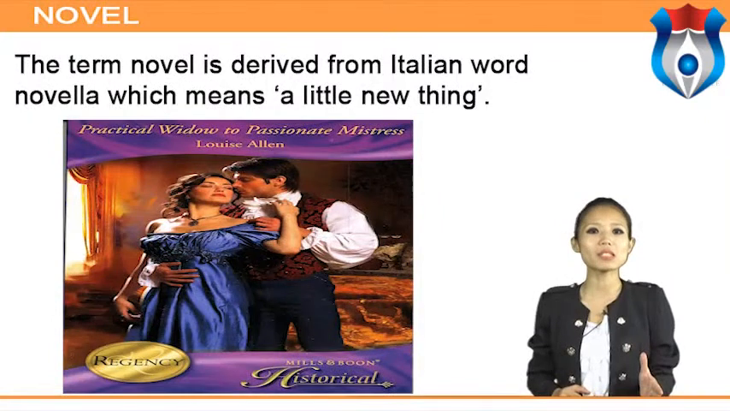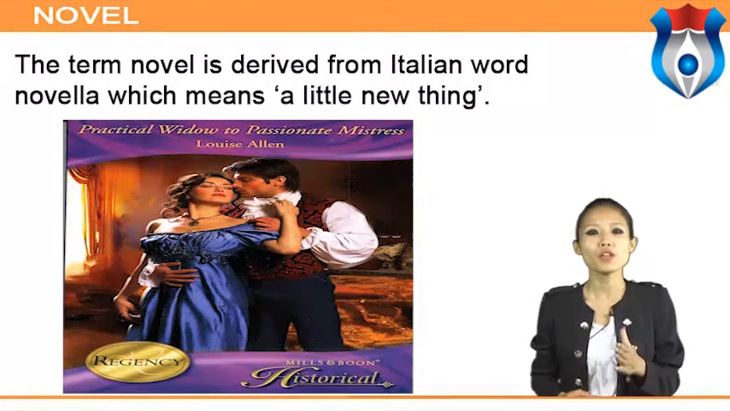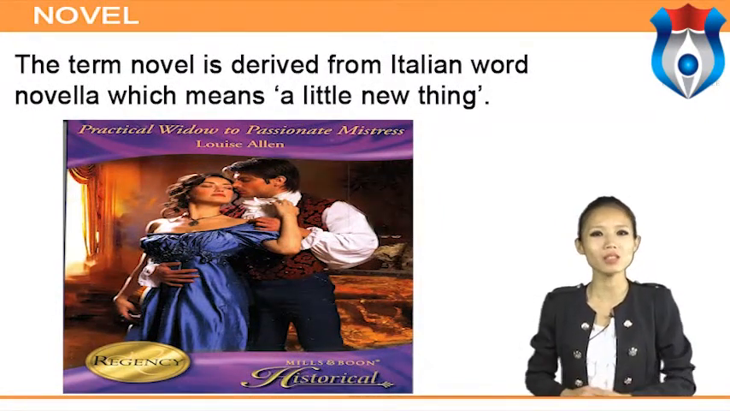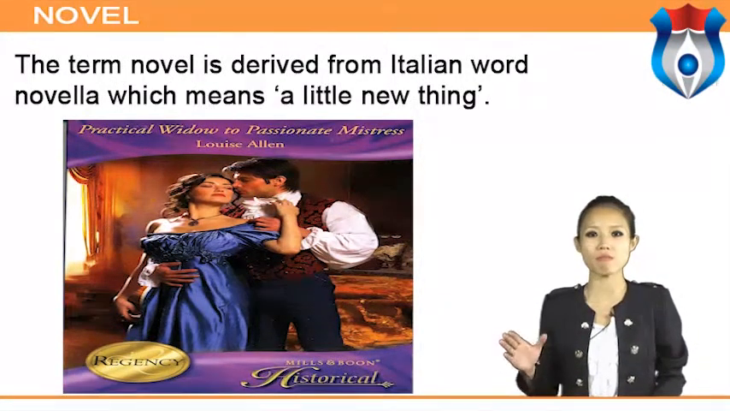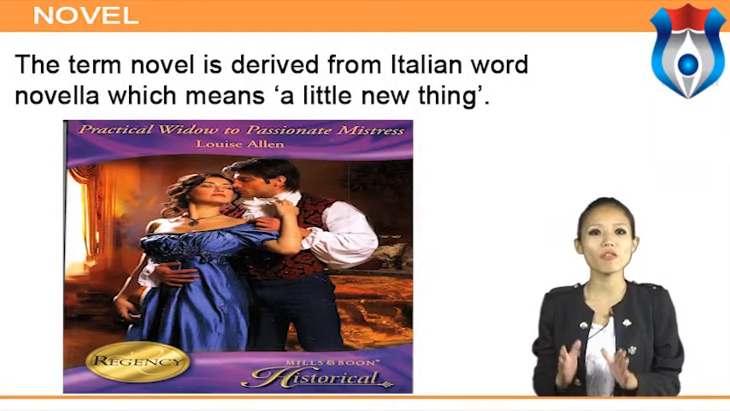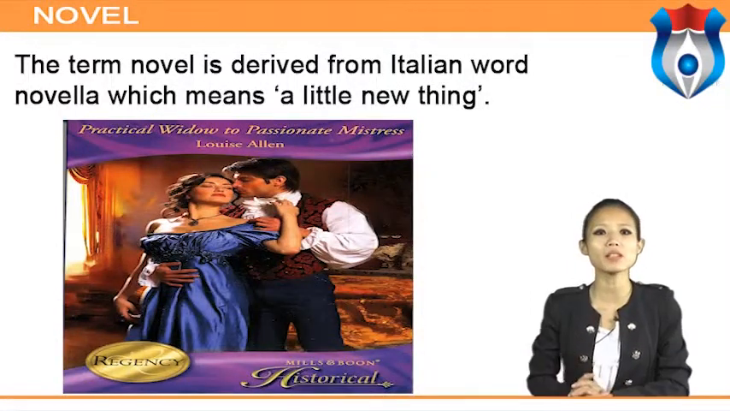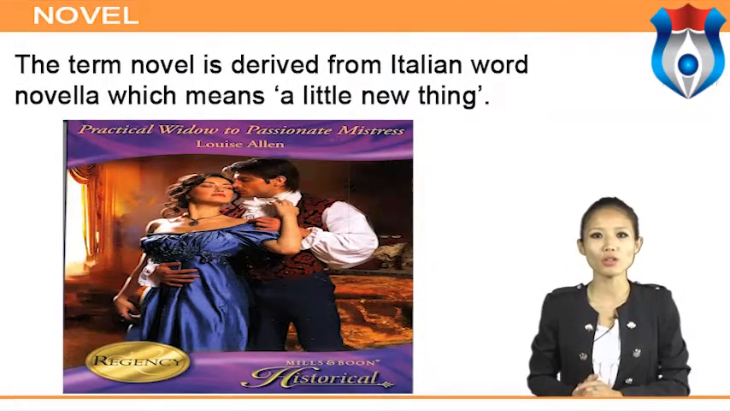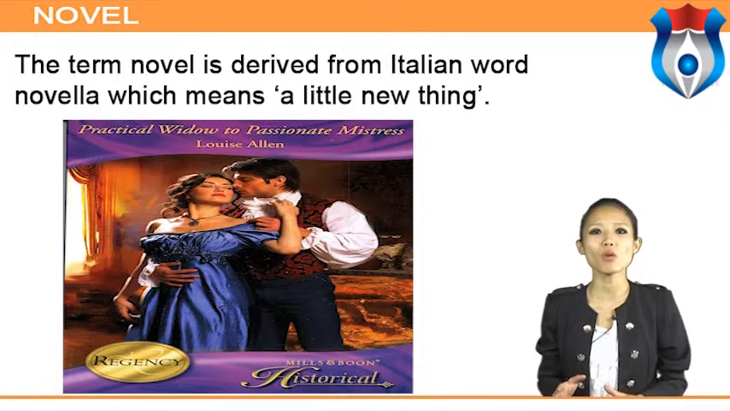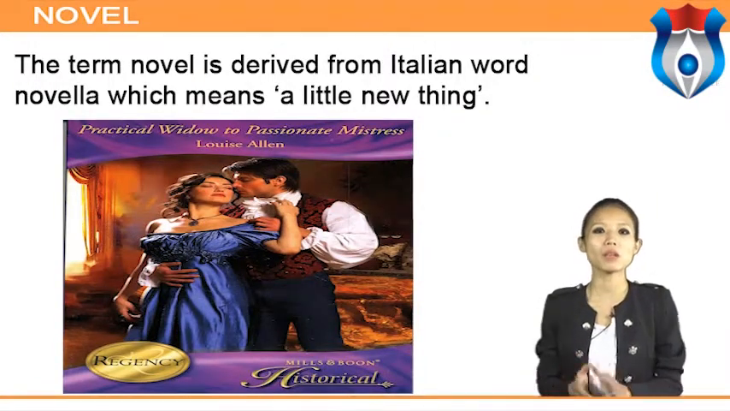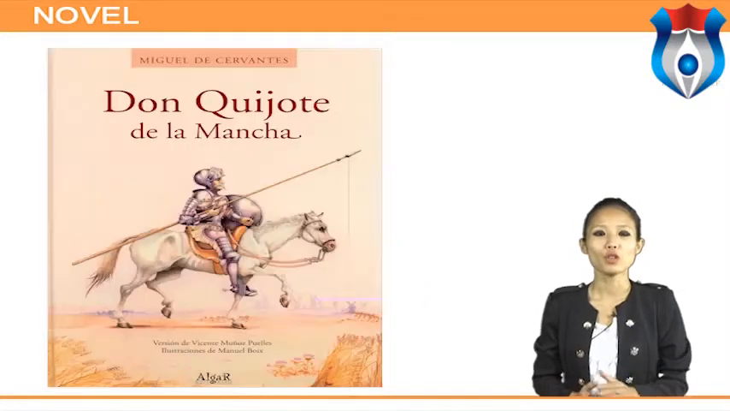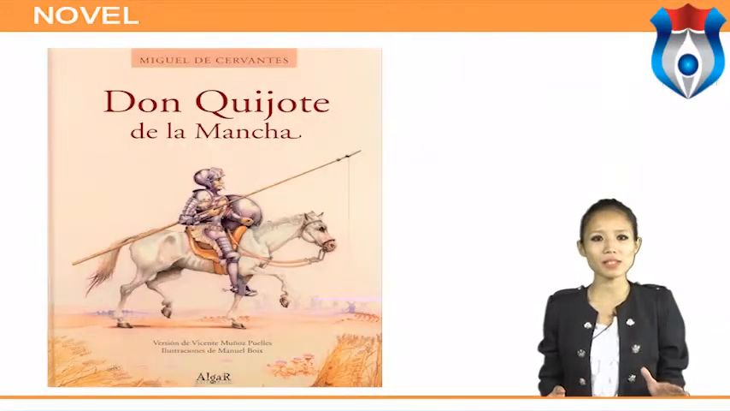The term novel is derived from the Italian word novella, which means a little new thing. Such works were written to deflate romantic or idealized fictional forms. An example is Cervantes' Don Quixote, which is the story of a man who tries to live life and explores the reality of life. A novel emphasizes specific and observed details.